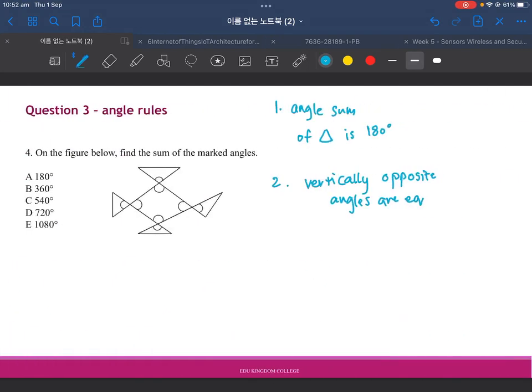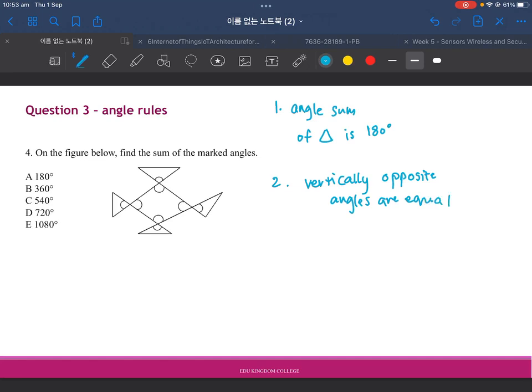Alright, let's move on to the next question. In question 3, we have this. On the figure below, find the sum of the marked angles. Now, to solve this question, we're actually going to follow 2 rules here. Number 1, I've written it down already. Angle sum of triangle is 180 degrees. Number 2, vertically opposite angles are equal.